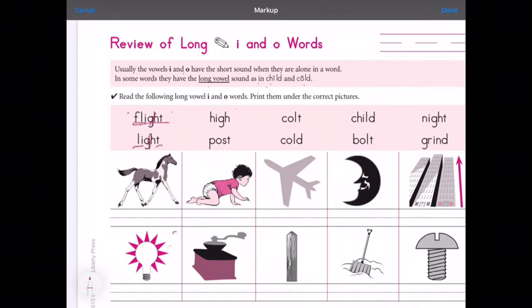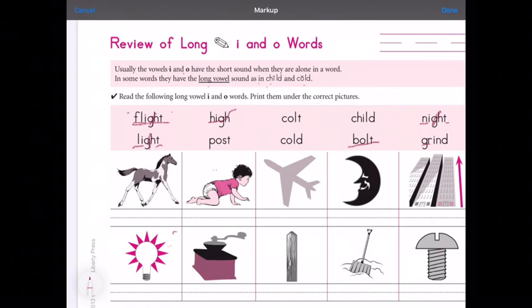We have high, because GH is silent, so just high. Post. We have colt. That's another name for a horse. We've done that one a few times. That's a review word. Cold, old. Child, like a baby, child. Bolt. Ite, we're back with that silent GH. Night. And we have grind, GR makes one sound. It says grind.